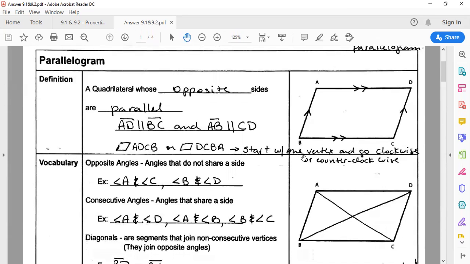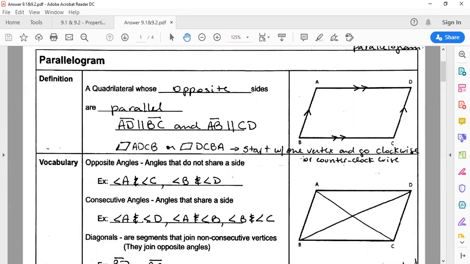Okay, so let's take a look at the definition. A parallelogram is a quadrilateral whose opposite sides are parallel, okay? So both pairs of opposite sides are going to be parallel. In this case here, AD is parallel to BC and AB is parallel to DC.